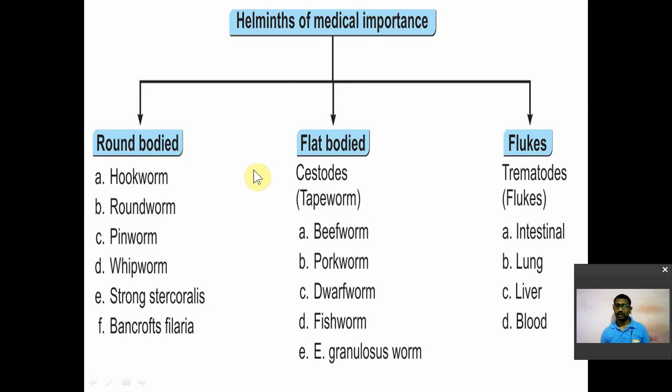Now we'll quickly see the pharmacology of them. You have to remember this.